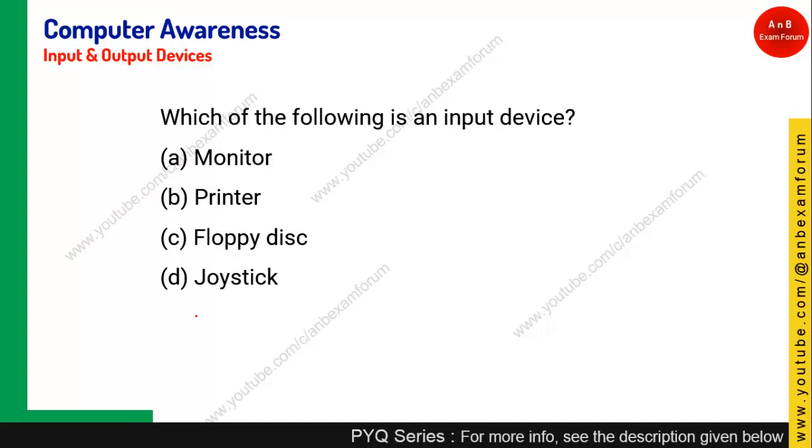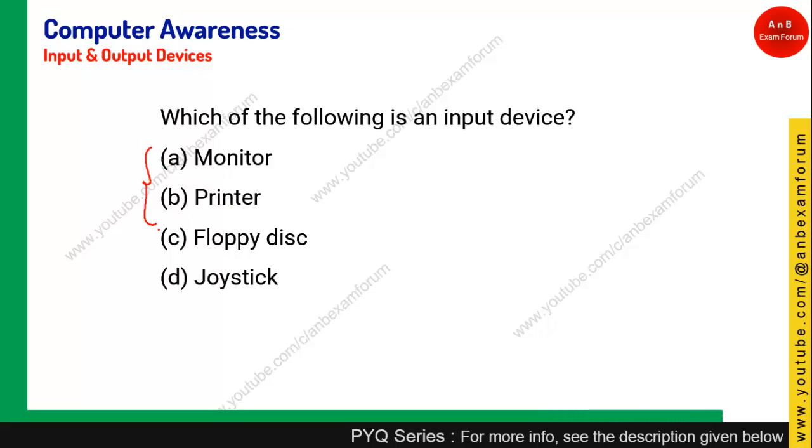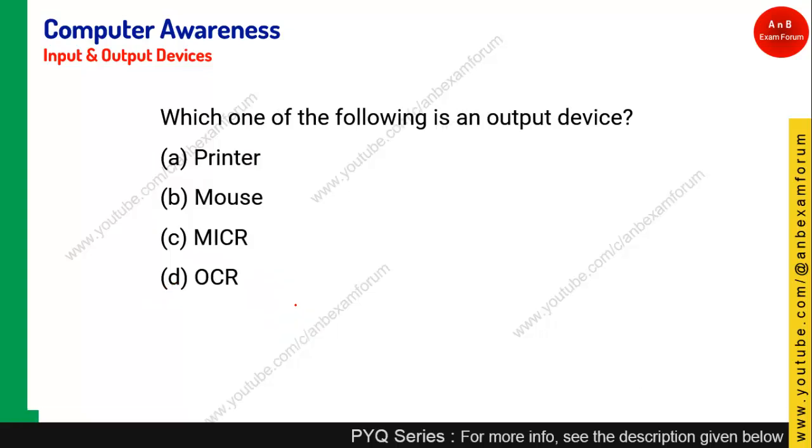Coming to the next question, which of the following is an input device? As you know, printer and monitor are output devices. Floppy disk is a storage device, whereas joystick is an input device. With the help of joystick, in the older days we used to play games. There is a stick on the pad where you can move the character from left to right. So option D was the right answer.